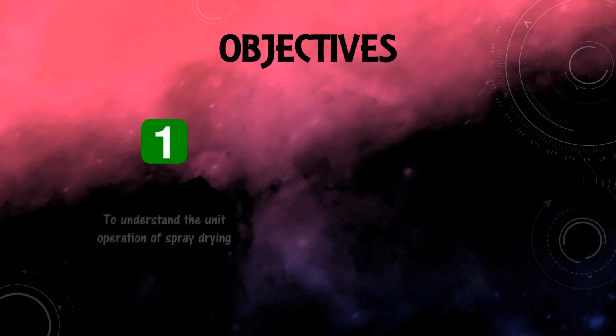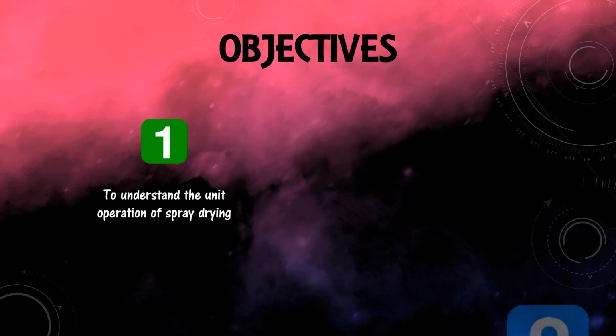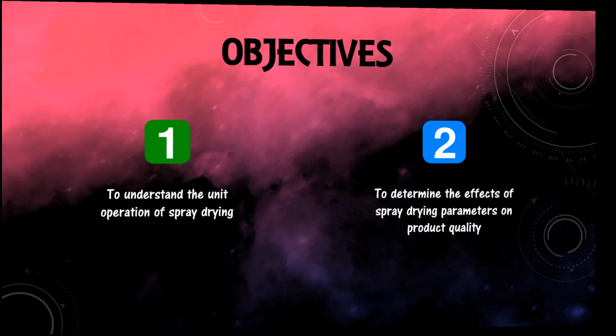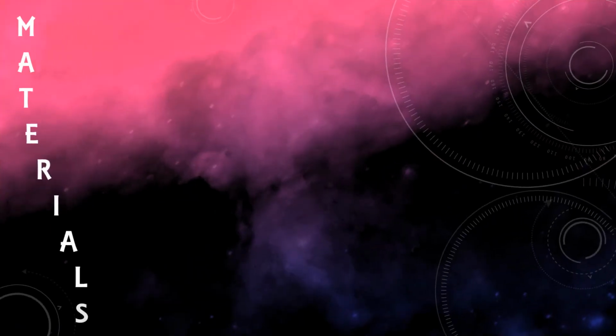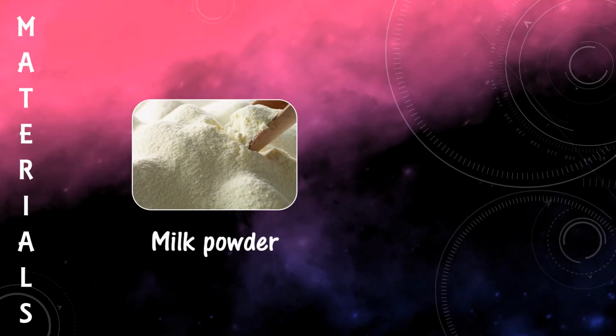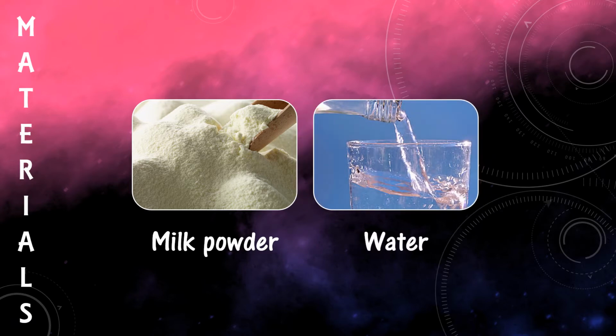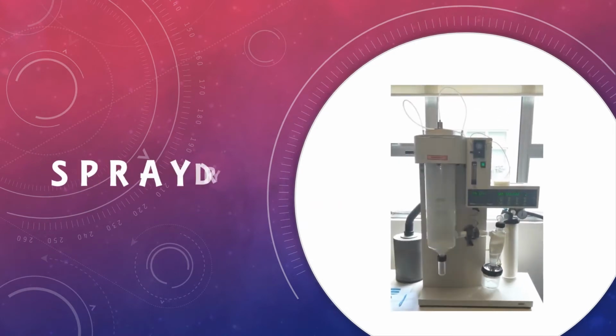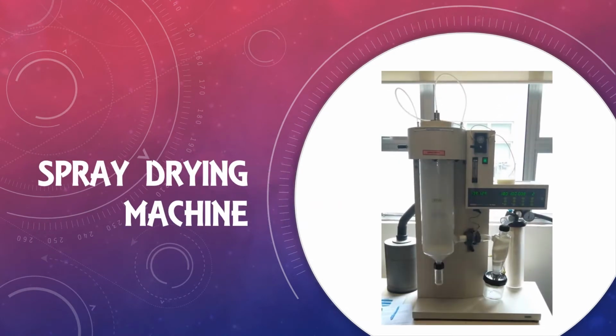The objectives of this experiment are: first, to understand the unit operation of spray drying, and second, to determine the effects of spray drying parameters on product quality. The materials that will be used for these experiments are milk powder and water. Obviously, the machine that will be used is spray drying machine.